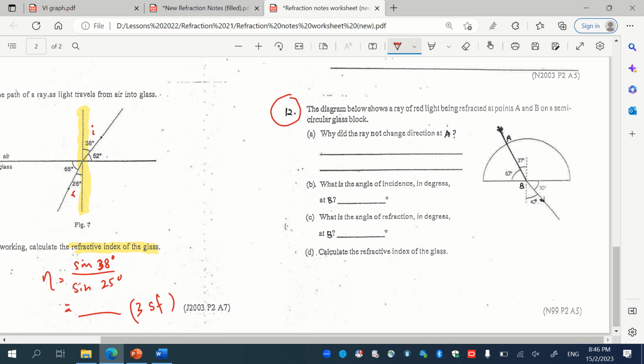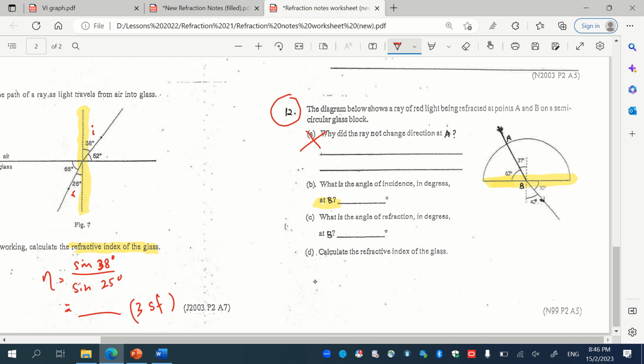We are talking about this interface, where the refraction happen is this interface, at B. So at B, let's ignore part A first. Part A, let's not do yet. It's about the changing direction, but let's ignore that part first. What is the angle of incident, angle I in degree at B? Who is the angle I?